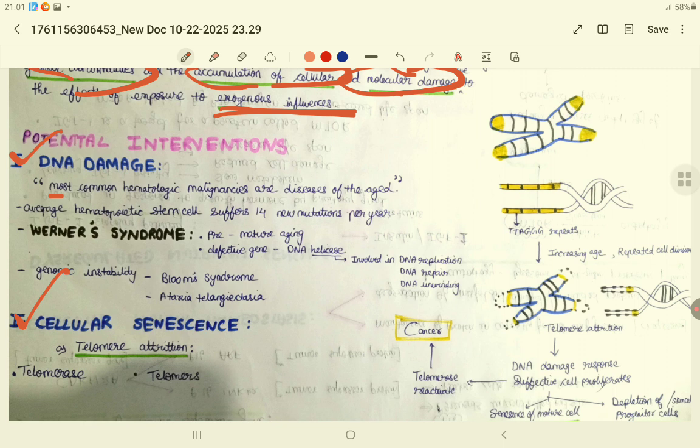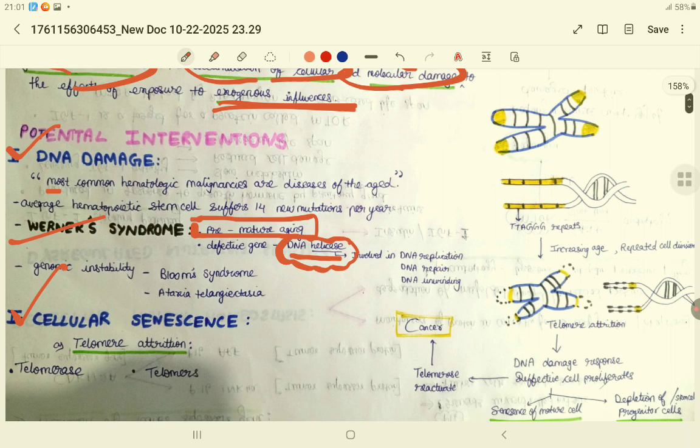Werner syndrome occurs in people who are undergoing premature aging. It basically means that a child is undergoing aging early in his life. That's referred to as premature aging. The defective gene over here is DNA helicase. We know DNA helicase is involved in DNA replication, DNA repair, and DNA unwinding. Whenever there is a defect in this DNA helicase, that leads to the syndrome called Werner syndrome.